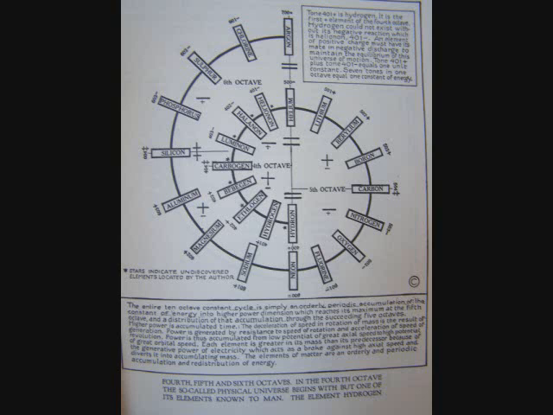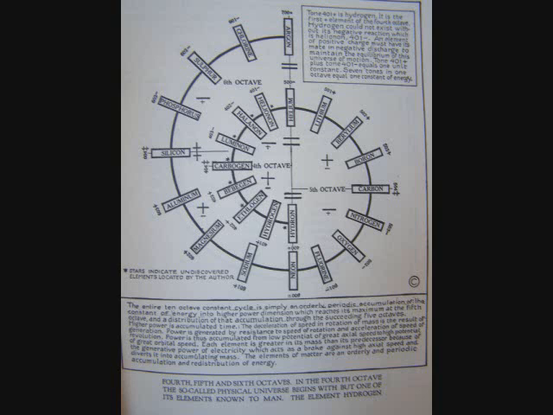Each element is greater in its mass than its predecessor because of the generative power of electricity, which acts as a brake against high axial speed and diverts it into accumulating mass. The elements of matter are an orderly and periodic accumulation and redistribution of energy. And lastly, on this page it says 4th, 5th, and 6th octaves. In the 4th octave, the so-called physical universe begins with but one of its elements known to man, the element hydrogen.